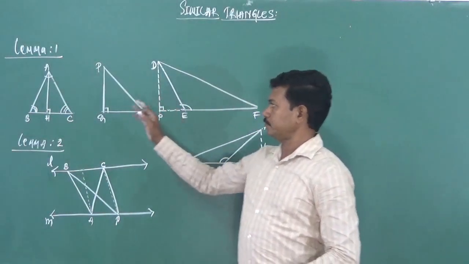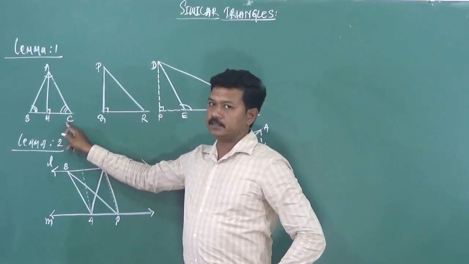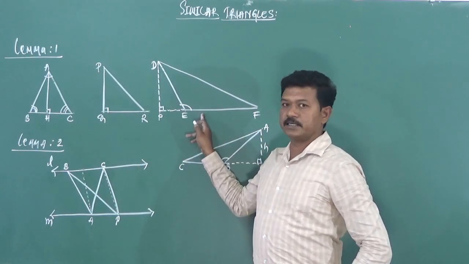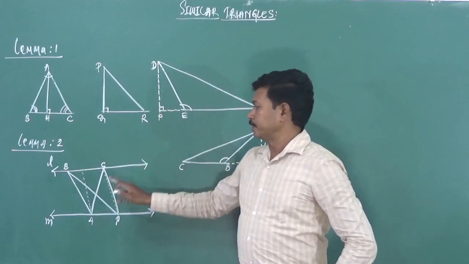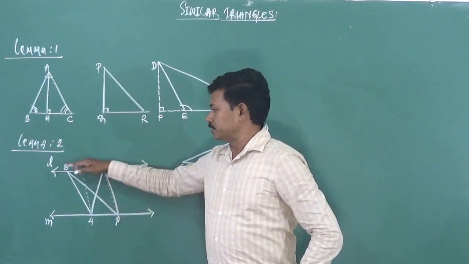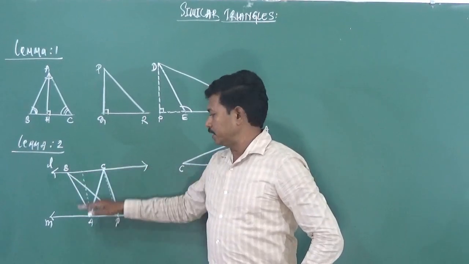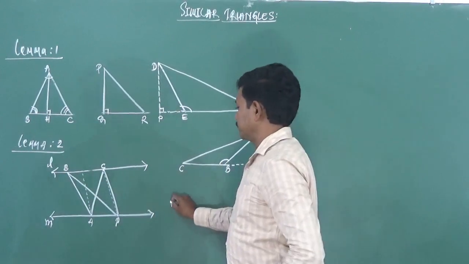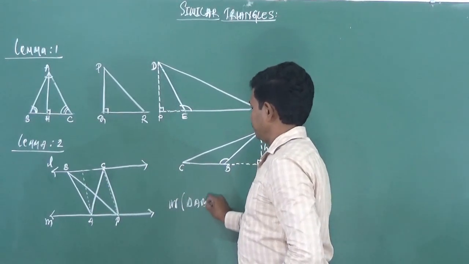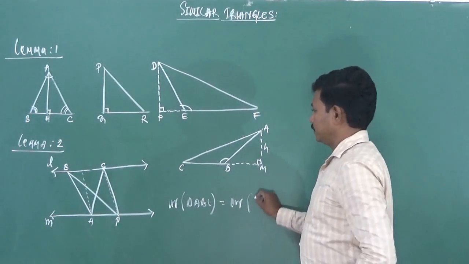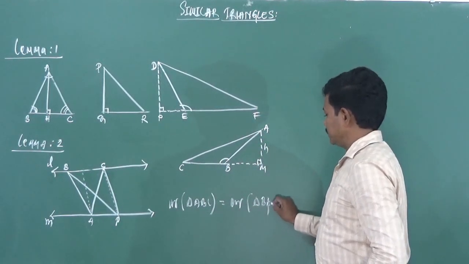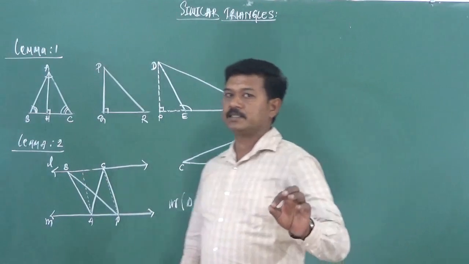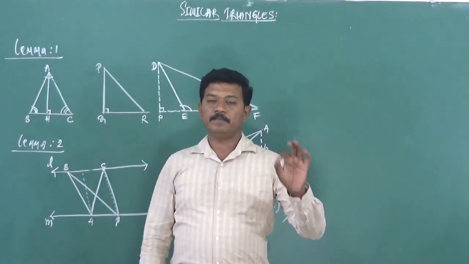Once again, in an acute angle triangle, the height remains inside the triangle. In a right angle triangle, one of the sides is the height of the triangle. In an obtuse angle triangle, the height comes outside the triangle. If two triangles are lying on the same base and between the same parallels, then we can write: area of triangle ABC is equal to area of triangle BPC. So the condition is both the triangles should have the same base and they should lie between the same parallels.